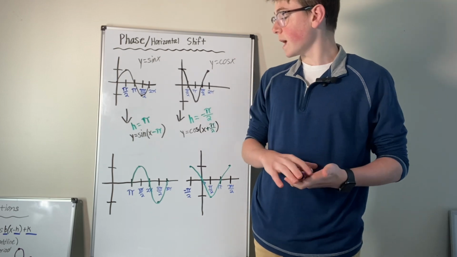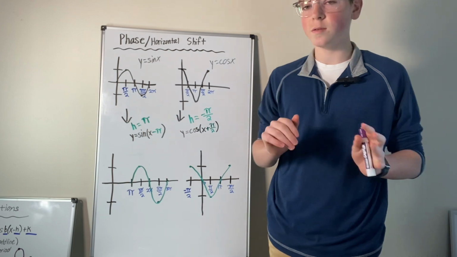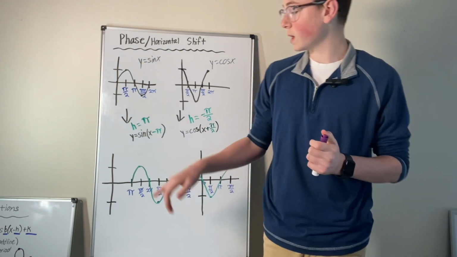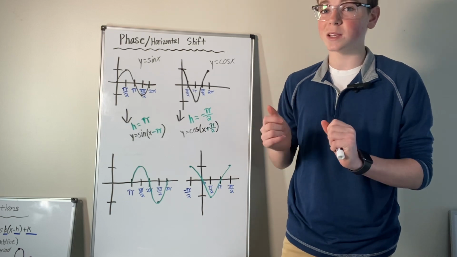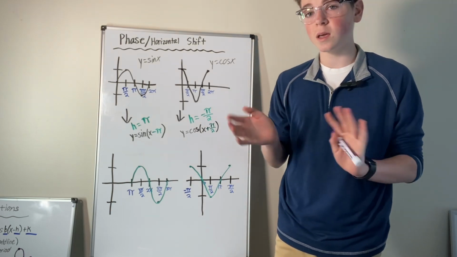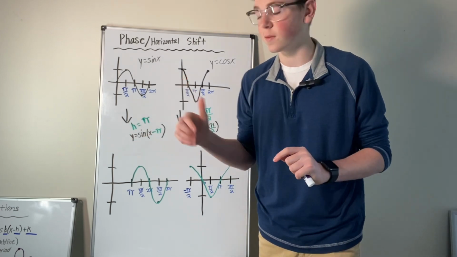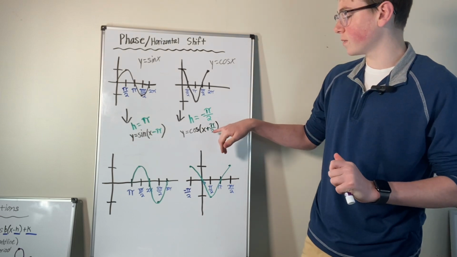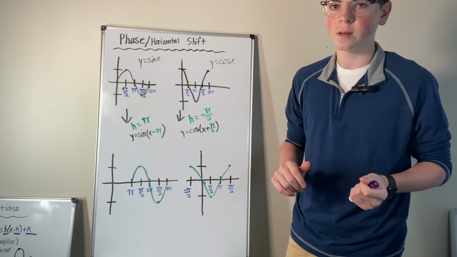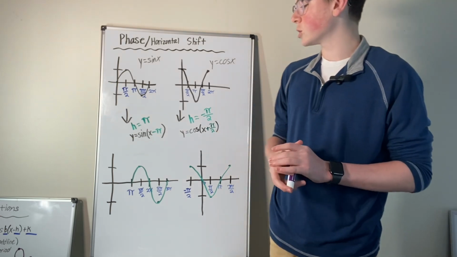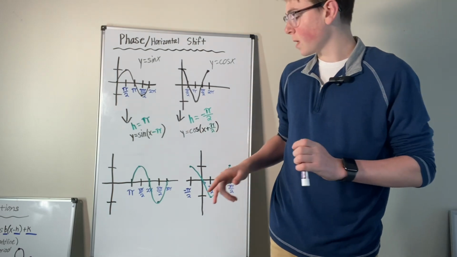Now, if we say h equals pi for sine x, then we have y equals sine of x minus pi. When it's x minus, you're moving to the right. When it's x plus, you're moving to the left. Because if you think about it, when it's a minus, you're really plugging in a positive, so you're just moving positive over. And when it's a plus, you're really plugging in a negative, so you're just moving to the left because it's a minus h. But just remember, if it's minus, you're moving to the right; plus, you're moving to the left.